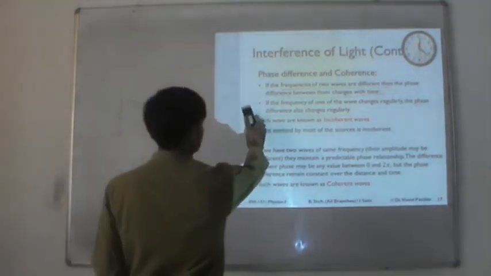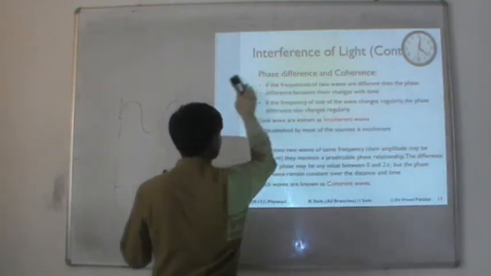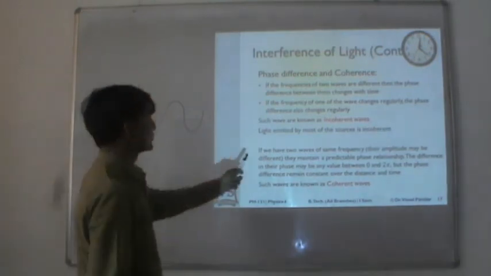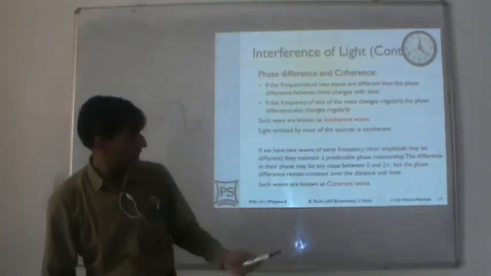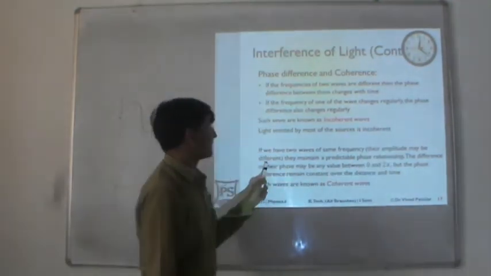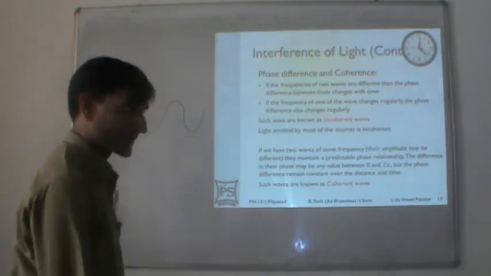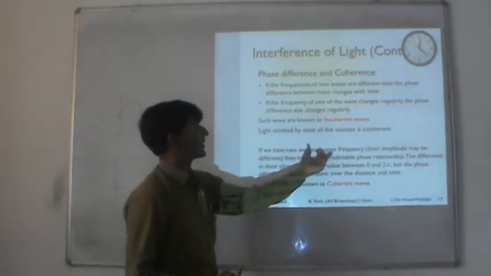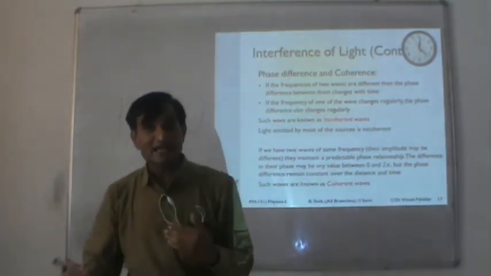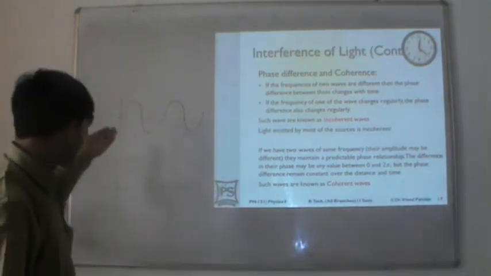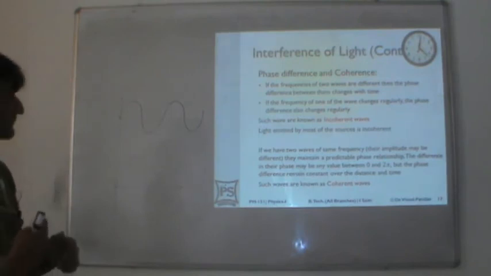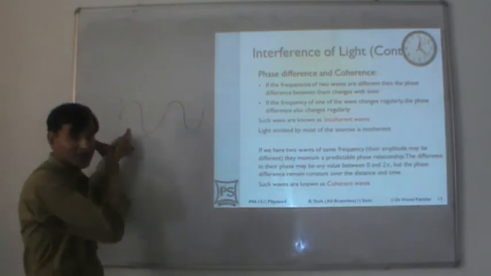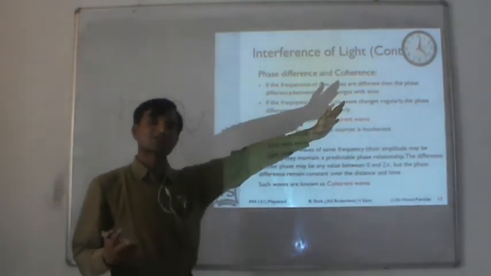Now contrary to that, suppose if you have waves which have the same frequencies. Okay, so if the two waves have the same frequencies, now here one important point is that the amplitude may be different. You may have a situation that their amplitudes are same, or their amplitudes are different. So if you have two waves of same frequency, then they always maintain a phase relationship. As I mentioned earlier through the diagram, there may be a phase difference of 0, and if their frequencies are same, then the phase difference will remain 0 throughout the space, throughout the time.